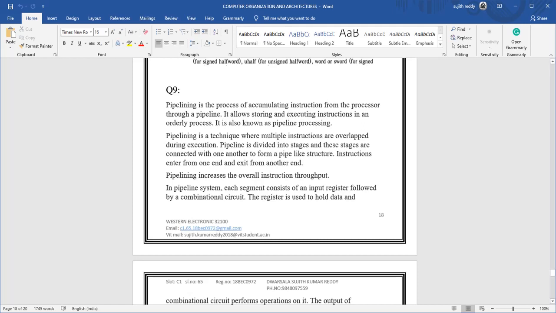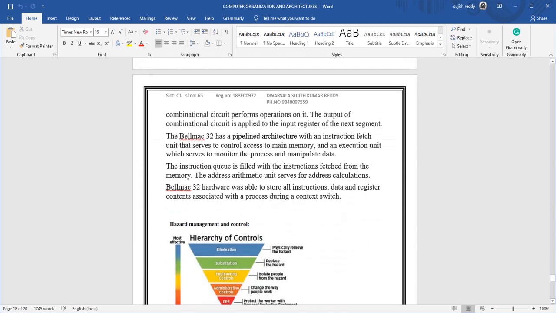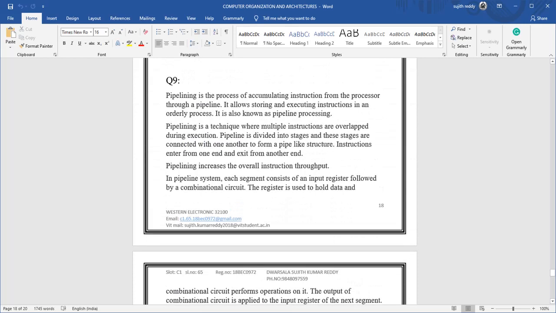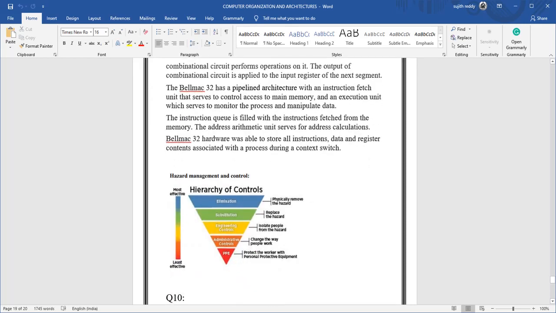In a pipelining system, each segment consists of an input. So we all know pipelining follows the pipeline method: if the first layer of data is taken, the next or forthcoming data will replace it. Okay, so Belmac 32 has a pipeline architecture with an instruction fetch unit that serves the control unit to main memory, and an execute unit which serves to monitor and process or manipulate data. Belmac 32 hardware was available to store all instructions, data, and register contents associated with the process during a context switch.